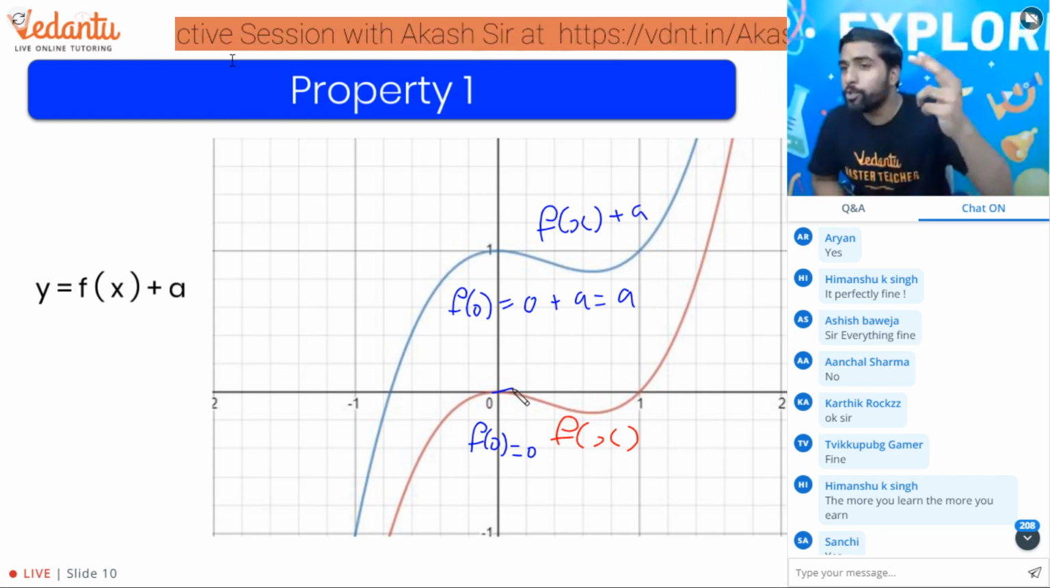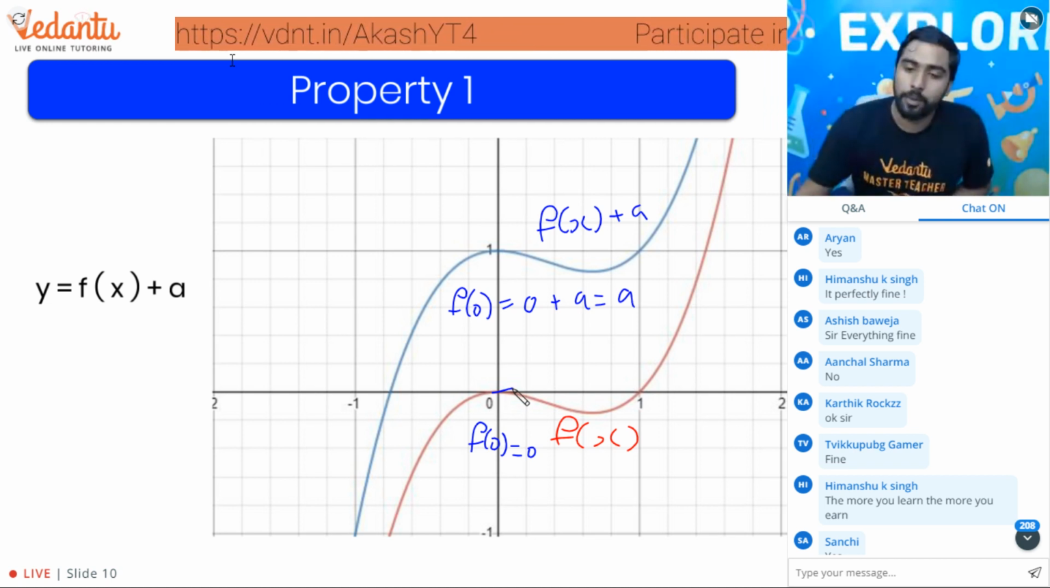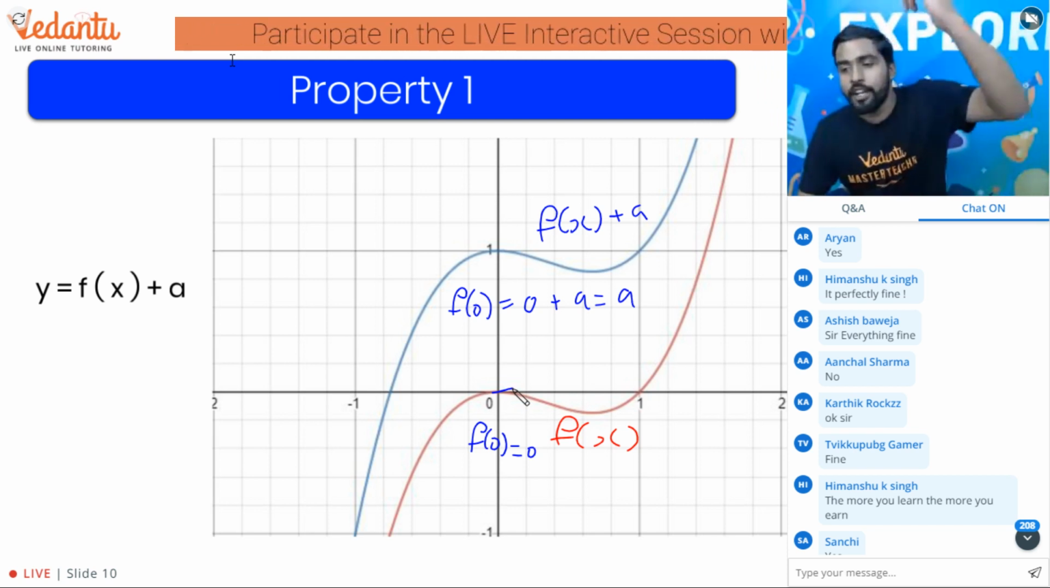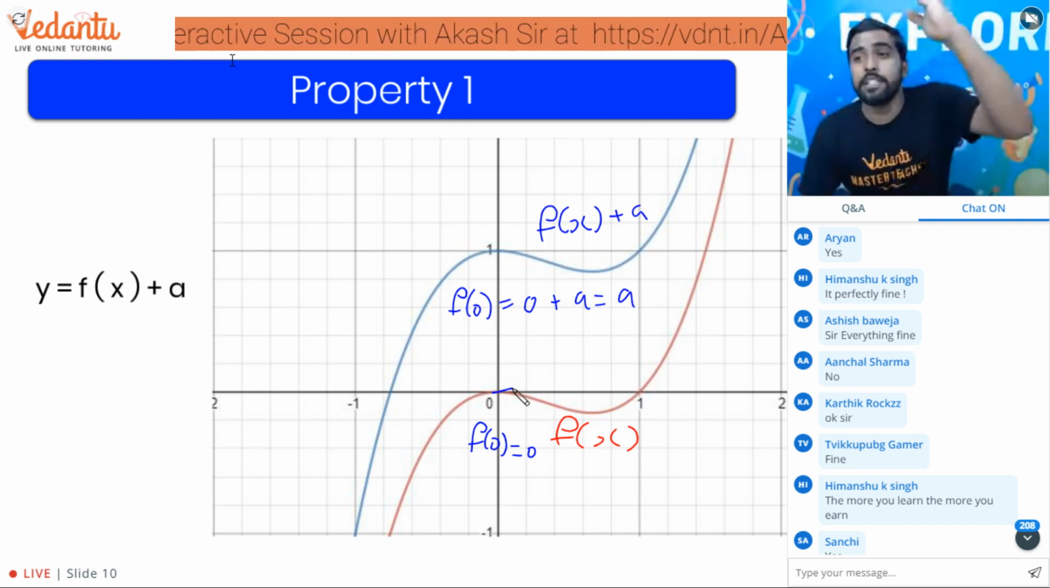And now what do we have to do? We have to take minus mod x plus 1. So we have to add 1. This means the graph will move upwards. Yes, B is the correct answer. So minus mod x plus 1 means we have to move it upwards.